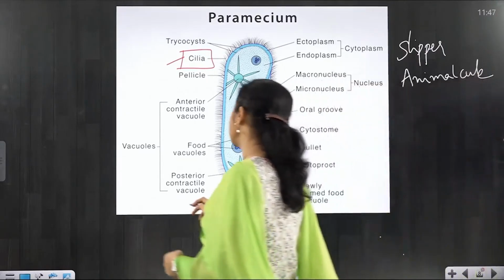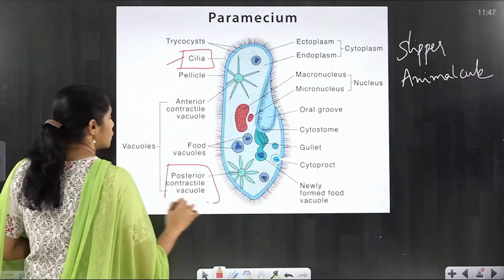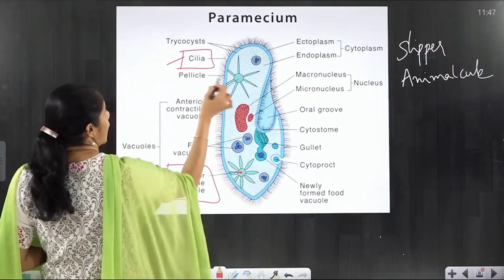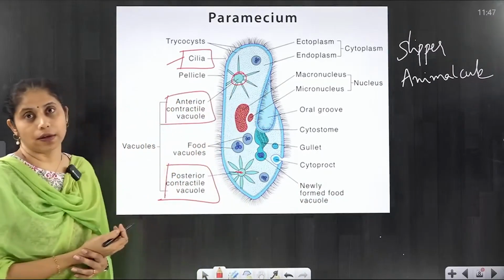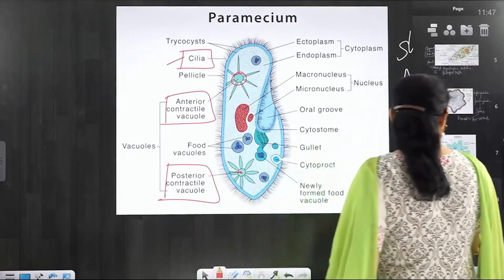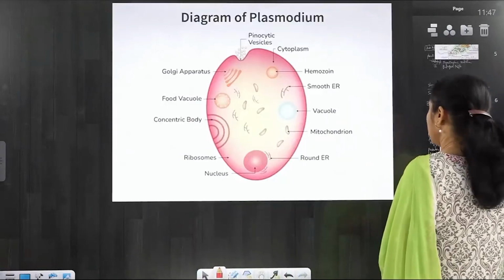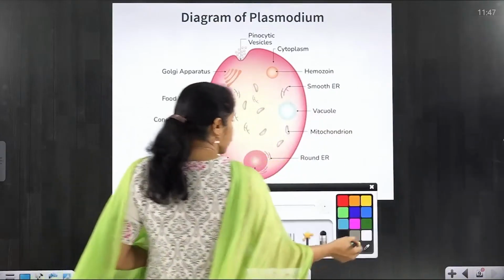Okay, this also has the contractile vacuoles. See the number of contractile vacuoles here. Posterior contractile vacuole, this one, and anterior contractile vacuole is this one. Two contractile vacuoles are present. Then, this is the structure of plasmodium. This is a sporozoan.